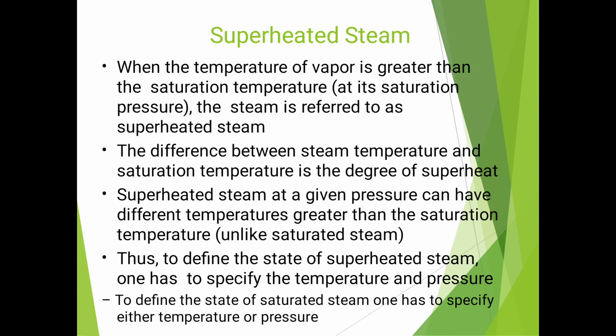For superheated steam, when the temperature of the vapor is greater than the saturation temperature at its saturation pressure, the steam is referred to as superheated steam. The difference between the steam temperature and the saturation temperature is the degree of superheat. Superheated steam at a given pressure can have different temperatures greater than the saturation temperature, unlike saturated steam. Thus, to define the state of superheated steam, one has to specify both temperature and pressure. To determine the state of saturated steam, one has to specify either temperature or pressure.